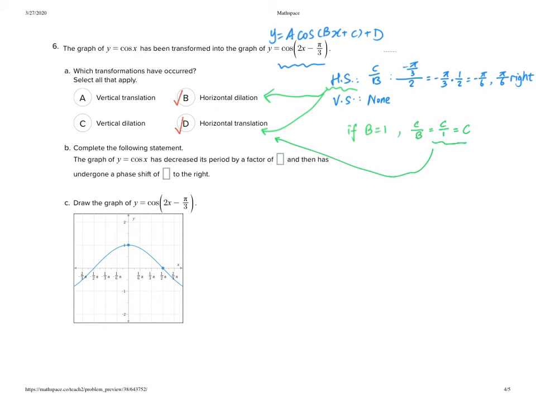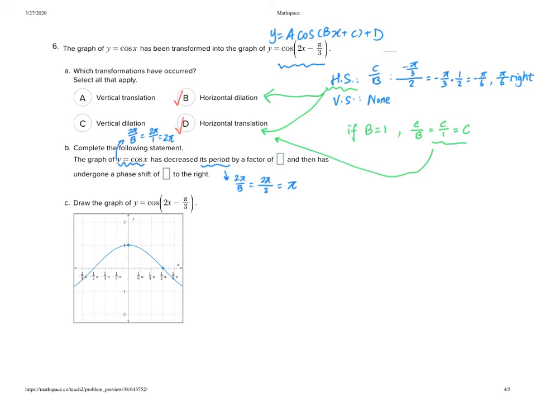Part B is asking: the graph of a cosine function has decreased by its period. Basically, they're asking you to find the period. The period formula is 2 pi over b, where b is the number in front of x, which is 2. 2 pi over 2, the 2s cancel out. Your period is pi. Let's compare this back to the original function, which is cosine x. The period is 2 pi over b. b is 1 in this case, so the period is 2 pi.